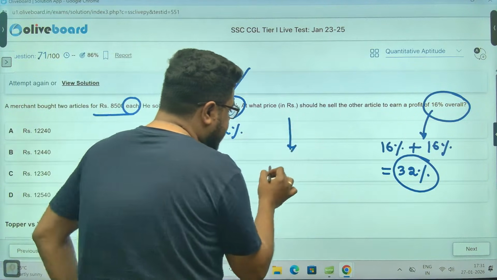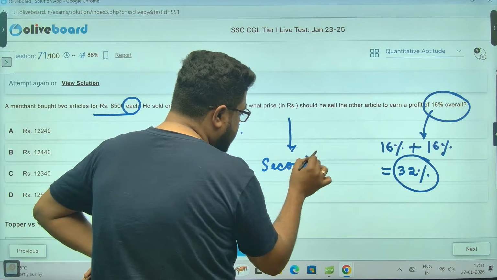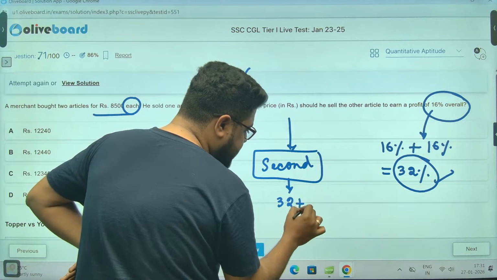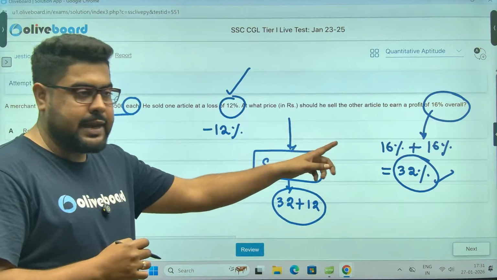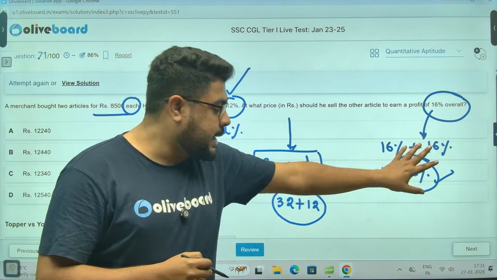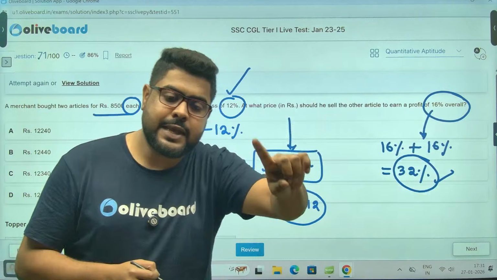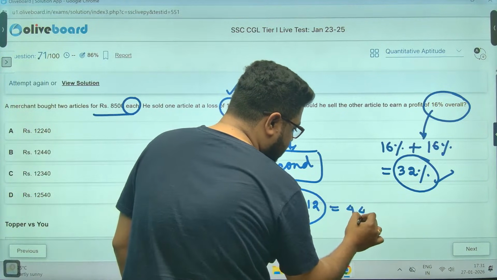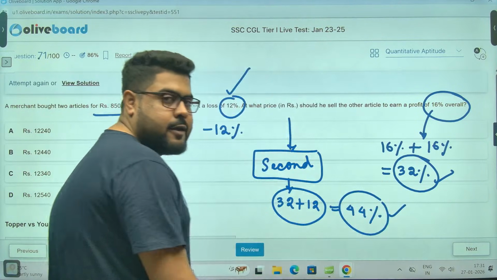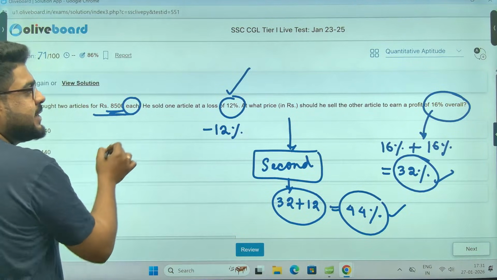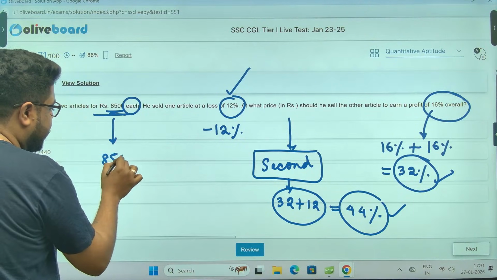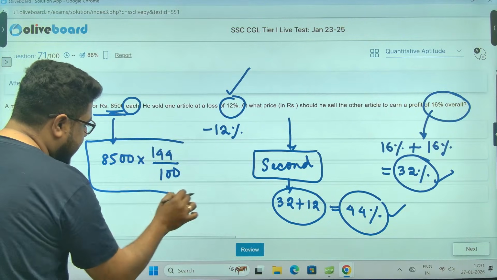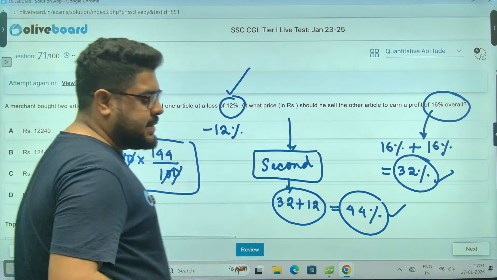So for the second article, how much should be the profit so that the resultant is 32? Can I say 32 plus 12? Because in the second article, he has to make the 32% profit, plus he needs to cover his 12% loss. So in total, he has to make 44% profit. Now, CP was 8,500. So his SP will be 8,500 into 144%, meaning 144 by 100. Again, if you try and calculate this, you will be in trouble.